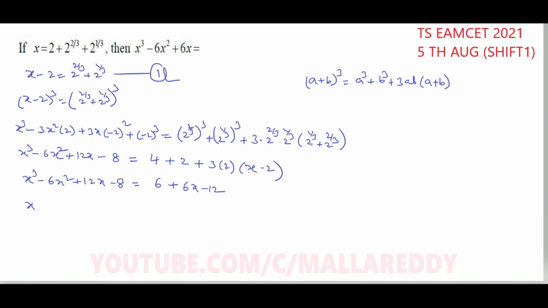So from this, x³ − 6x² + 12x − 6x, that is + 6x, taking −8 to this side, that is 6 − 12 + 8, that is 6 + 8 = 14, 14 − 12 = 2. So the value of x³ − 6x² + 6x is equal to 2.